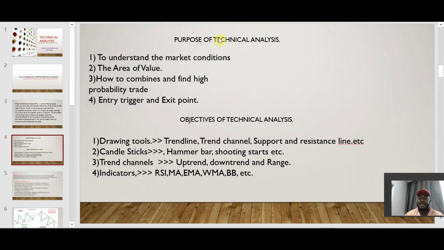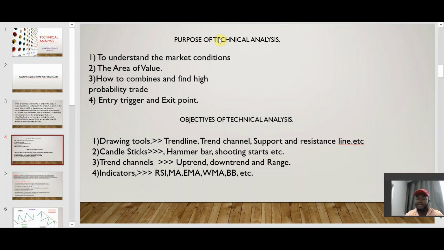Purpose of technical analysis. What is the purpose of technical analysis? Why do we do technical analysis? Why do we need technical analysis? One, to understand the market condition; two, the area of value; three, how to combine and find high probability trades; four, entry trigger and exit point, very important. These four are some of the main aspects and the main benefits of why we use technical analysis.